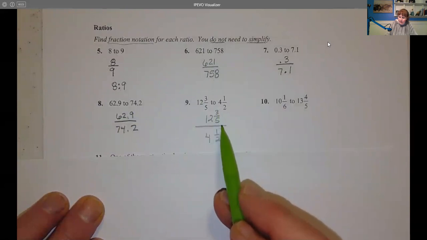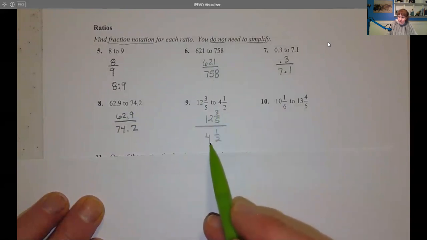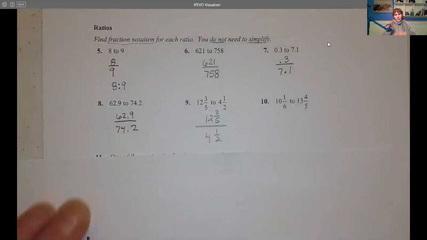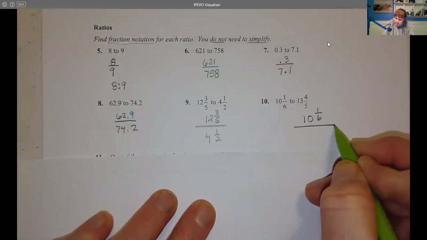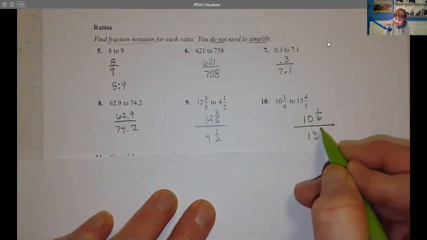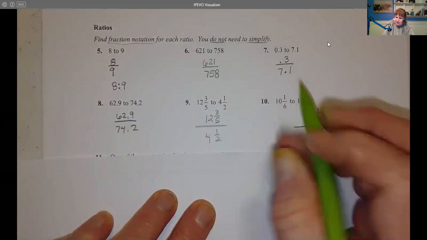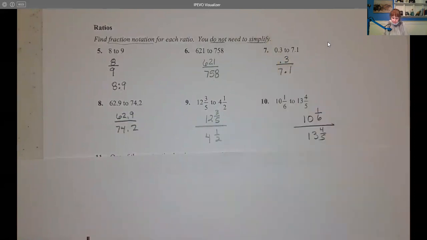12 3/5 to 4 1/2. All right, so we're comparing them as a fraction. Okay, and this one here, we may as well do them all. Over 13 4/5. Okay, so this is because they told us not to simplify. In this section we'll be doing some simplifying.